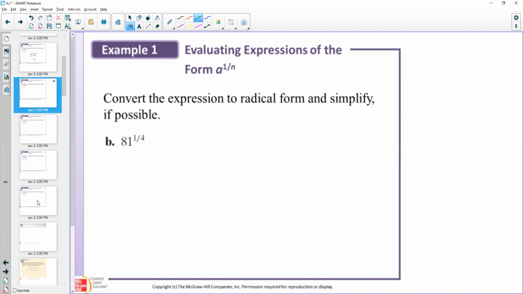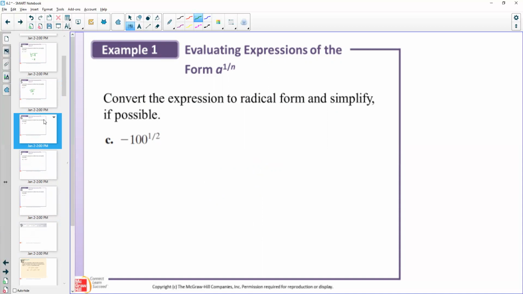81 to the 1/4. That means it's the 4th root of 81. Can I find the 4th root of 81? Well, yeah. The 4th root of 81 is 3. Okay, let's try another.